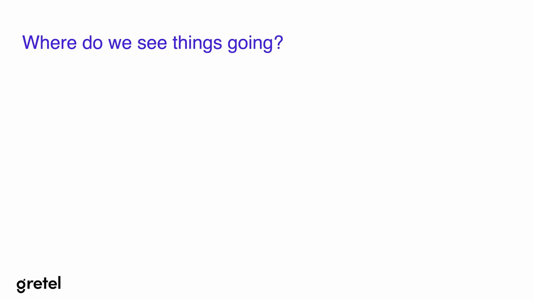Now for the exciting stuff. Where do we see things going? Automation is a major use case. When we think about generative AI, many of us have experimented with ChatGPT. Many of us have experimented with Stable Diffusion. One minute, you'll get an incredible answer to a question or to a prompt that you provide. The next minute, you'll get something that makes no sense at all.